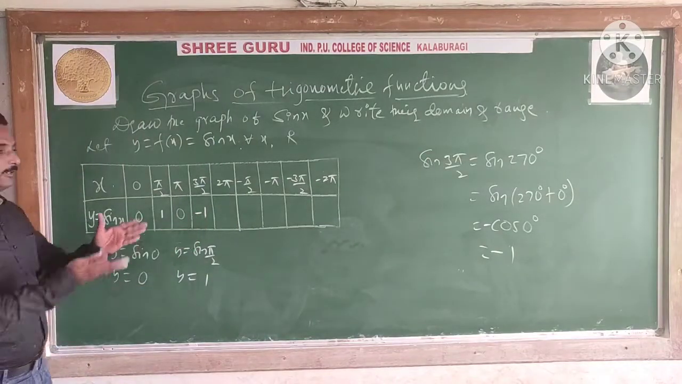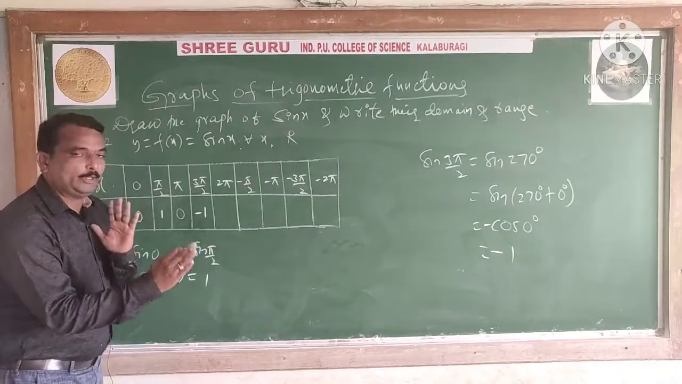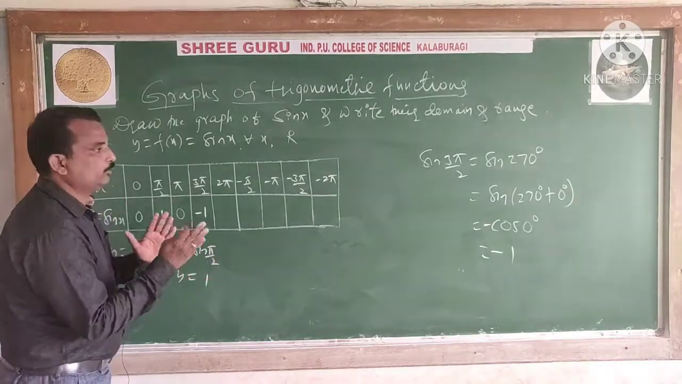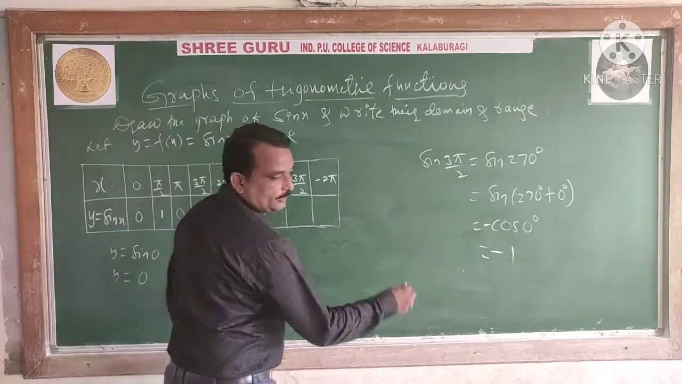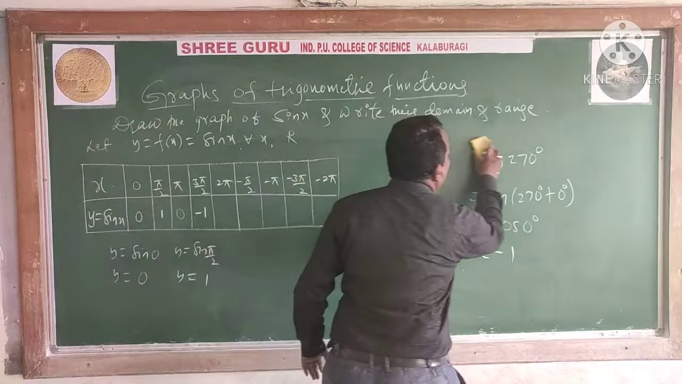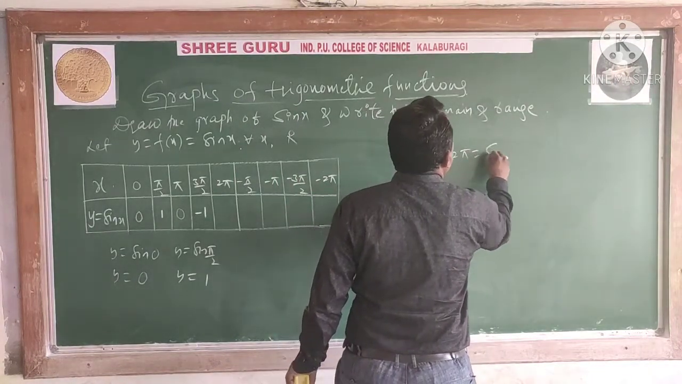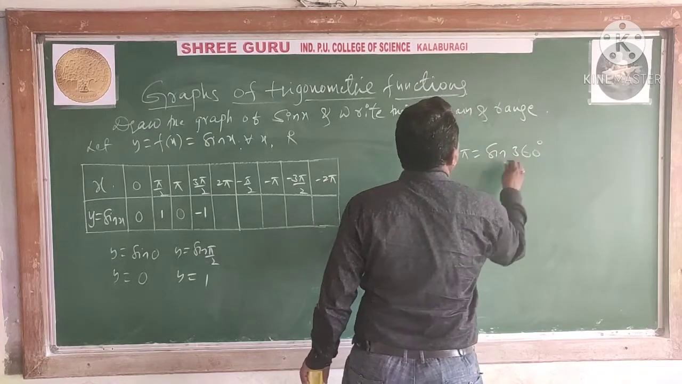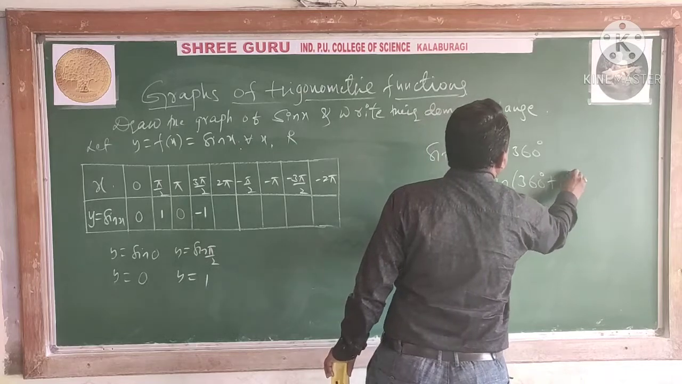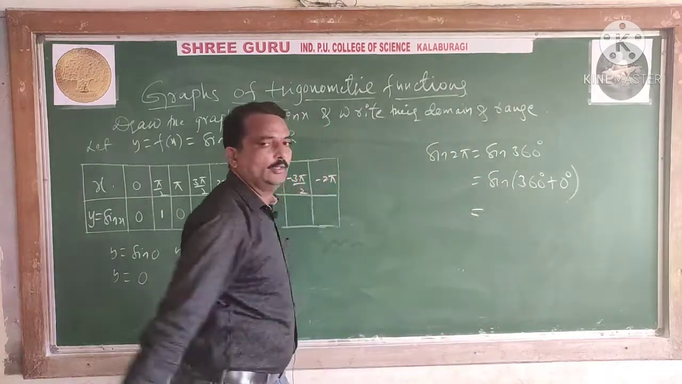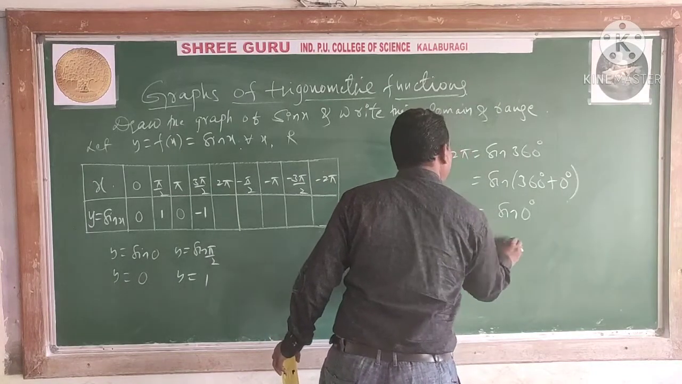Like that, you should calculate the values for certain points in the interval 0 to pi by 2, pi, 3 pi by 2. The next is sin 2 pi. Similarly, calculating sin 2 pi: sin of 2 pi is equal to sin 360 degree, or you take 360 plus 0 or minus 0, it is the same. It is plus 0, it becomes first quadrant, positive, sin 0, 0.